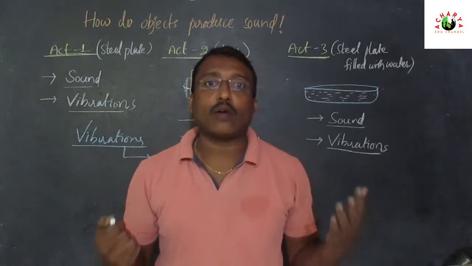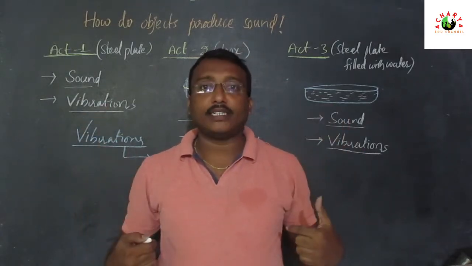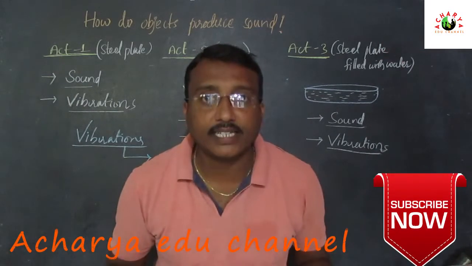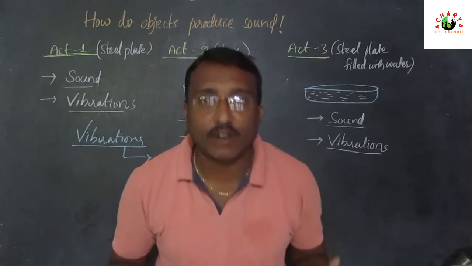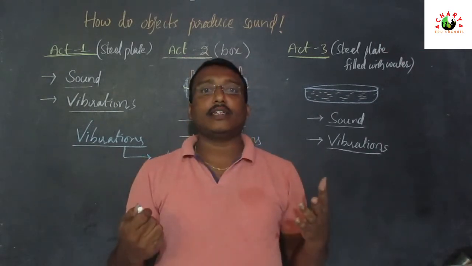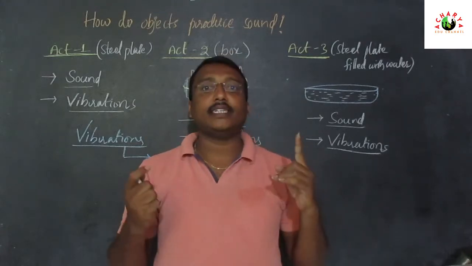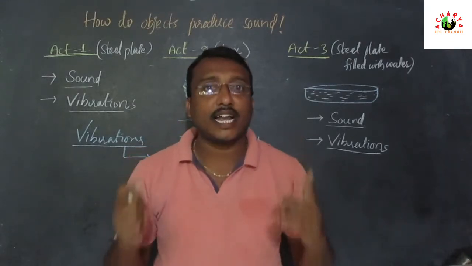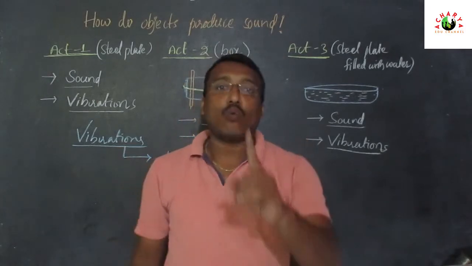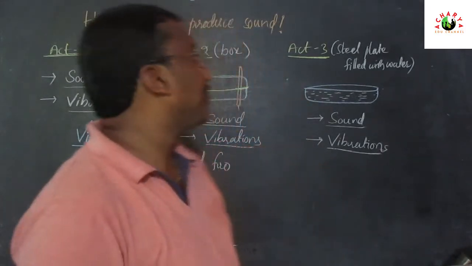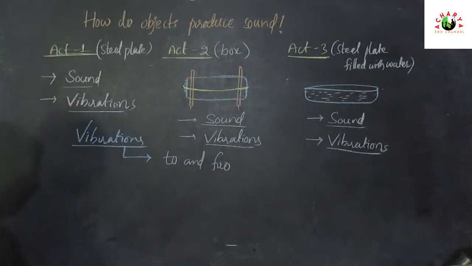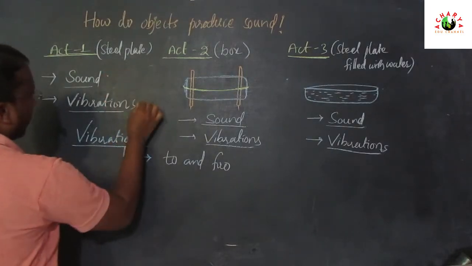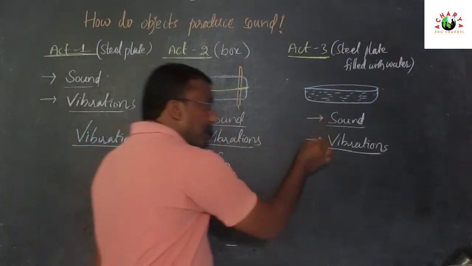Front and backward. So I am at rest. Now I am bending forward in one direction, backward in the other direction, forward, backward. This is called to and fro motion, front and backward direction. This kind of motion is called vibrating motion. So in all the observations we commonly get sound with vibration.